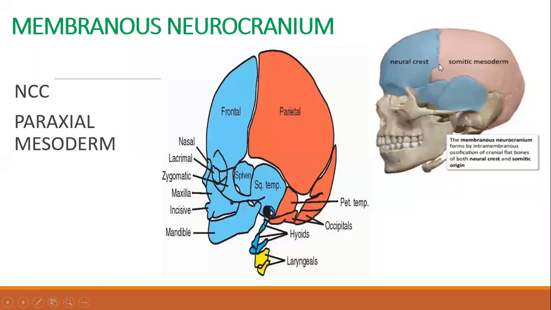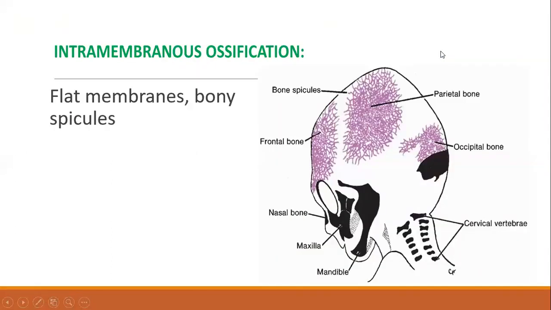Where they meet, there are a few sutures. Sutures are the joints where two bones meet. Intramembranous ossification: in the frontal, parietal, and occipital bones, membranous mesenchyme differentiates and forms flat membranes, and these membranes directly ossify and form the bones. While these membranes are differentiating into bones, you can see bony spicules in the developing bones. The membranes directly ossify into bones. So this is known as intramembranous ossification.